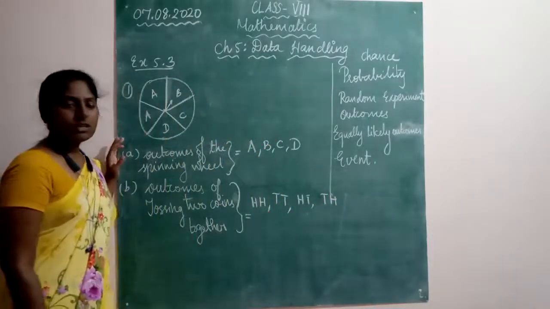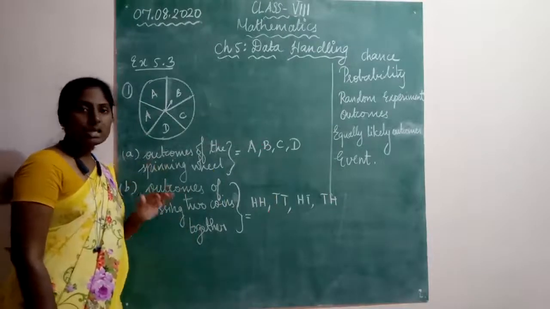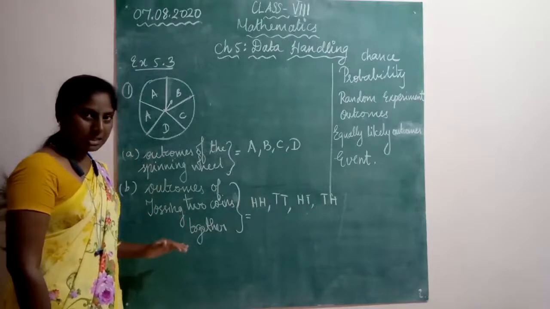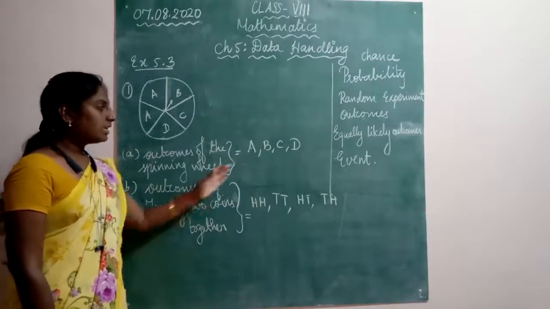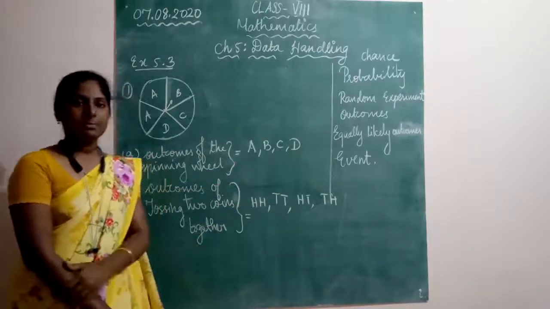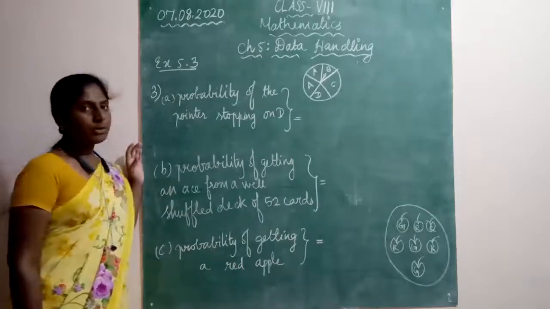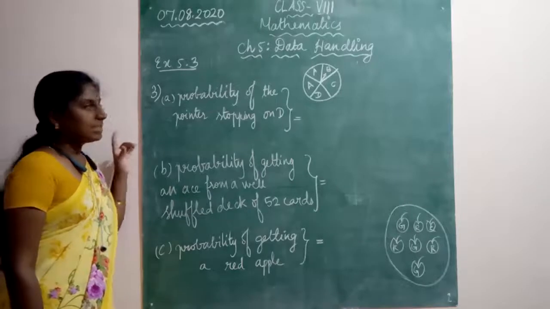Is it clear? This is how you find the outcomes of an experiment. These are known as experiments, and these are known as the outcomes of the experiment. Is it clear? So this will be the next question that I am going to teach you from exercise 5.3.